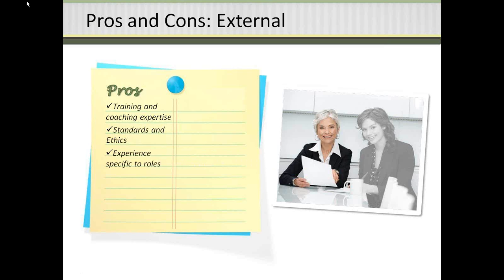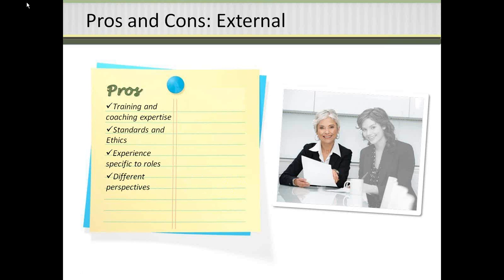Another one is that they'll have experience specific to a role. So, for example, in a company, the person doing the coaching may or may not get the particular job of the person being coached. When you bring in an external coach, they very often have highly developed expertise in terms of what the specific roles are within the organization.